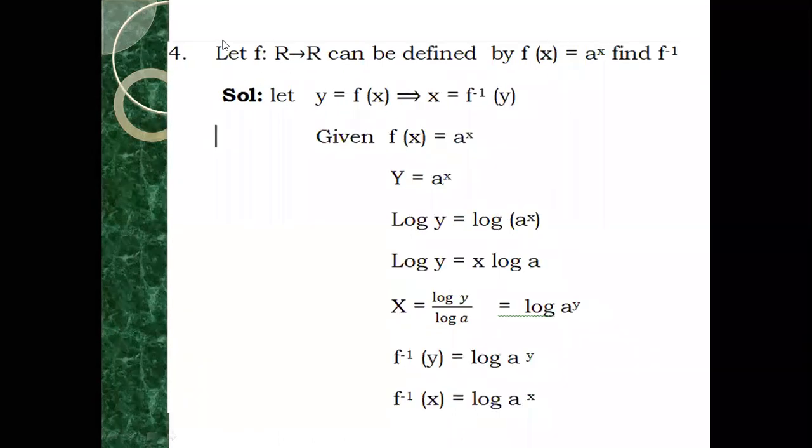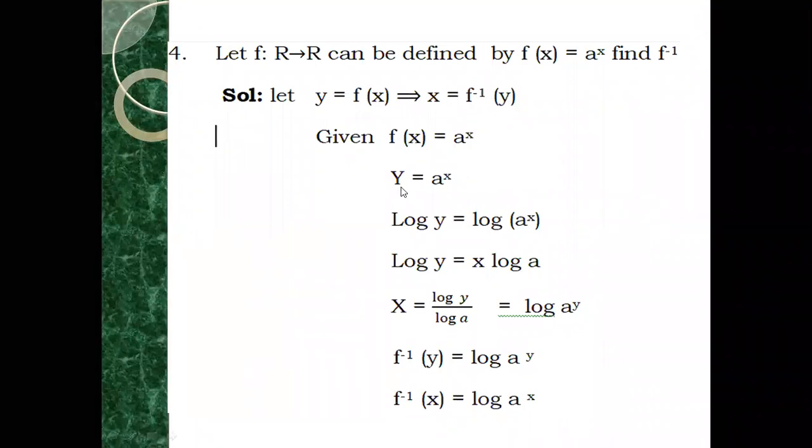Next one. So f maps R to R, defined by f of x is equal to a power x. Find f inverse. Let y is equal to f of x. So x is equal to f inverse of y. So given f of x is equal to a power x.